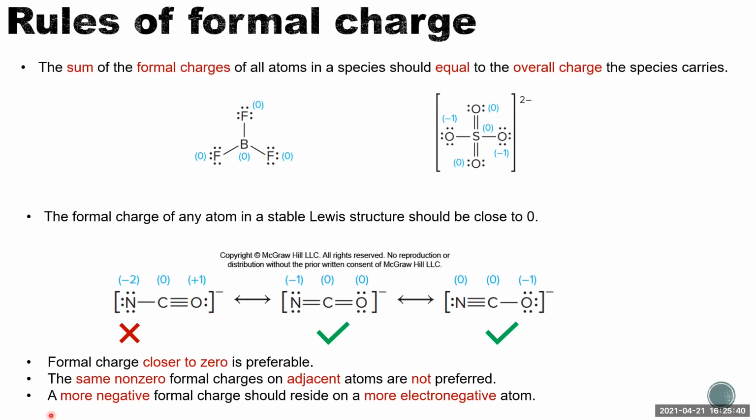And also, finally, a more negative formal charge should reside on a more electronegative atom. So here for carbon and oxygen, oxygen has a -1 formal charge and oxygen is more electronegative than carbon, so that's fine. However, if we imagine carbon has -1 and oxygen has +1, then it's not preferred, it's not correct, as a more negative formal charge should reside on a more electronegative atom.